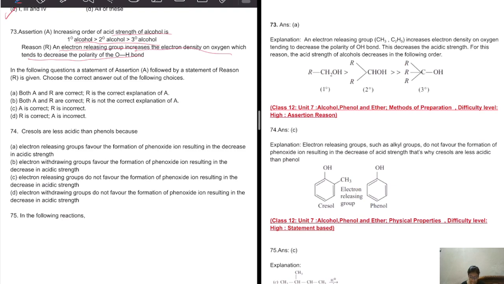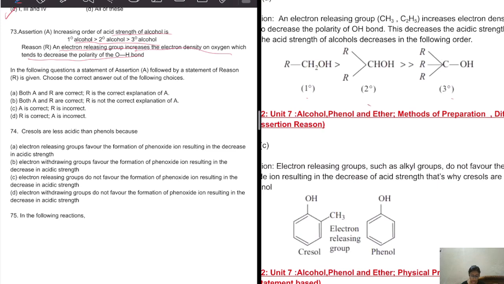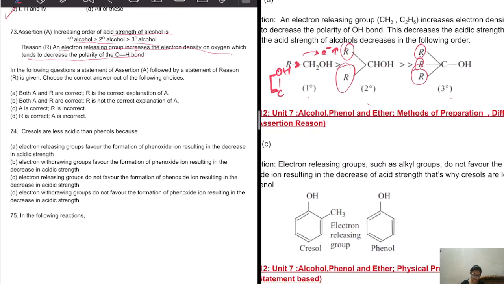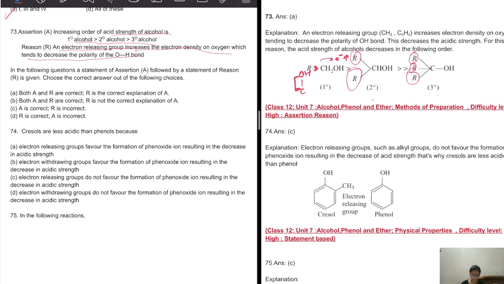What happens is, for example, if we have 1 degree, 2 degree, and 3 degree alcohol, the R group here is donating its electron and destabilizing it. The electron density on OH will increase, so the bond polarity of the O-H bond will suffer. The more the number of R groups, the more will be the instability. So the assertion is correct. The reason is also saying the same thing because stability has a direct relation with acidic strength.